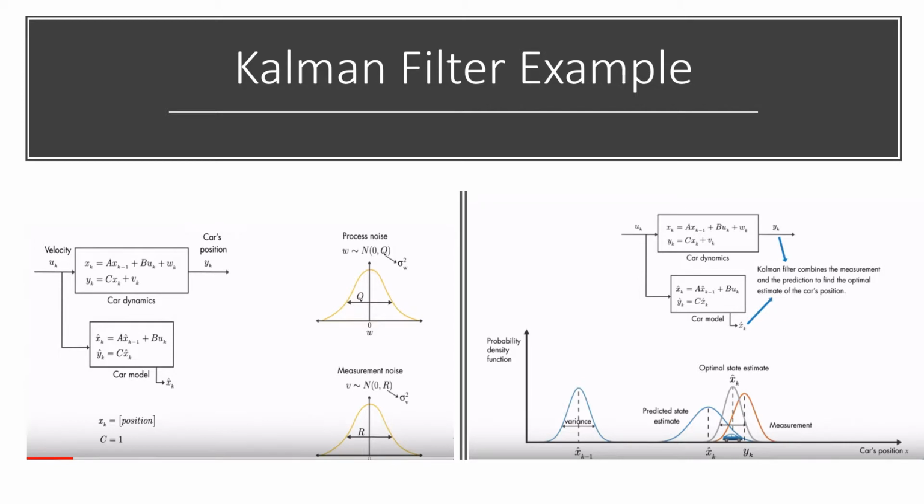The Kalman filter is multiplying the probability density functions of the measurement and the prediction, and the mean of the resulting graph represents the Kalman filter's prediction.